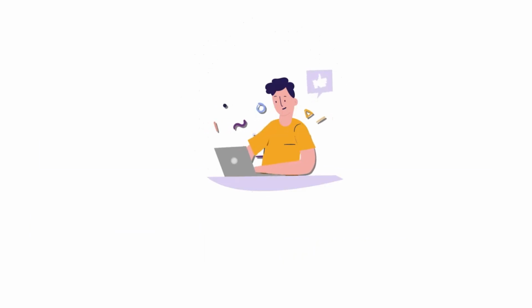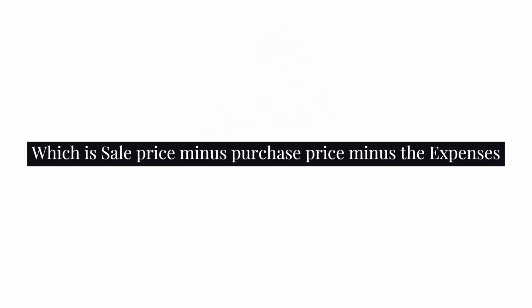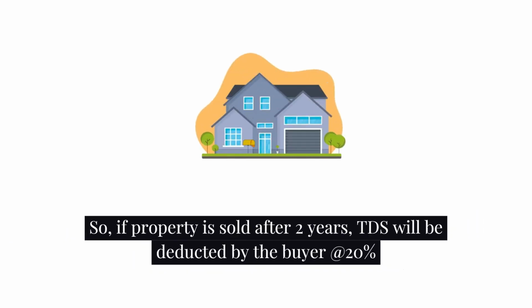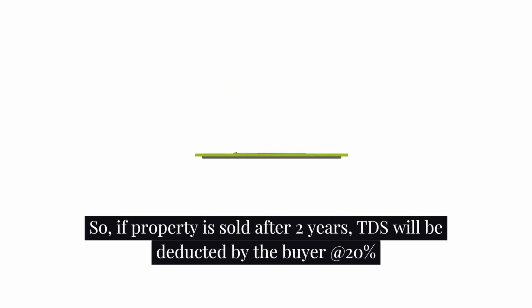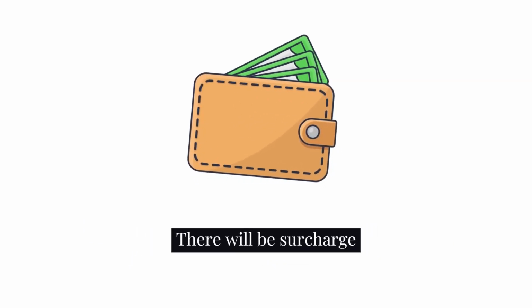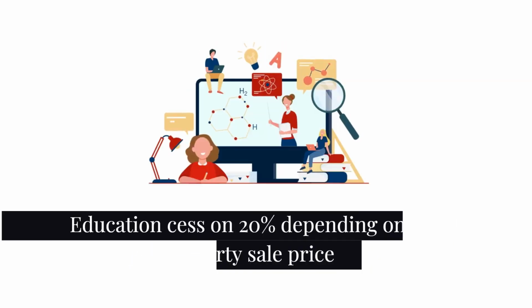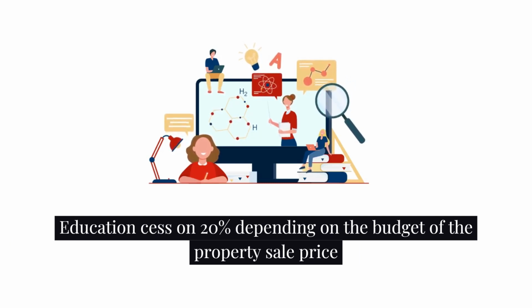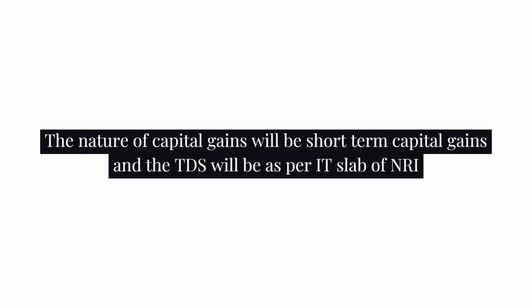In this, TDS will be on capital gain tax, which is sale price minus purchase price minus the expenses. So, if property is sold after 2 years, TDS will be deducted by the buyers at the rate of 20%. There will be surcharge, health and education cess on the 20% depending on the property sale price. If property is sold in less than 2 years, the nature of capital gains will be short-term capital gains and the TDS will be as per the IT slab of the NRI.